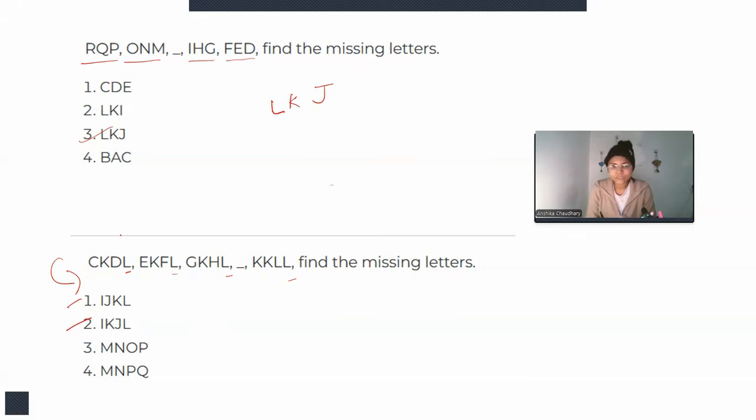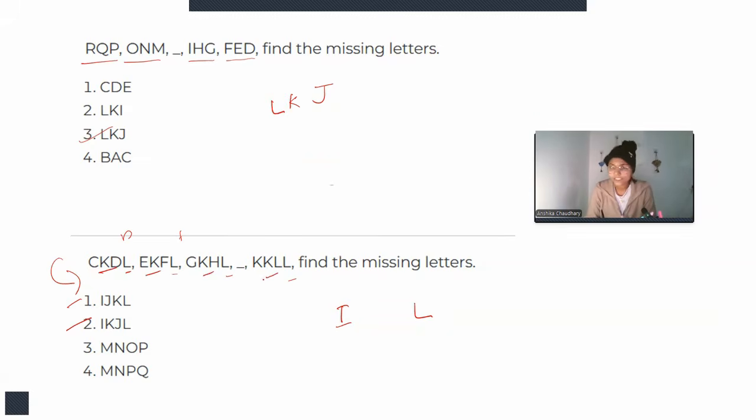C, D, E. So D is missing here, then E, F, G. So F is missing here. So G, H, H should be missed and I should come. So I should be the first letter and L should be the last letter. Again, our options are the same only, right? Let's have a look here.